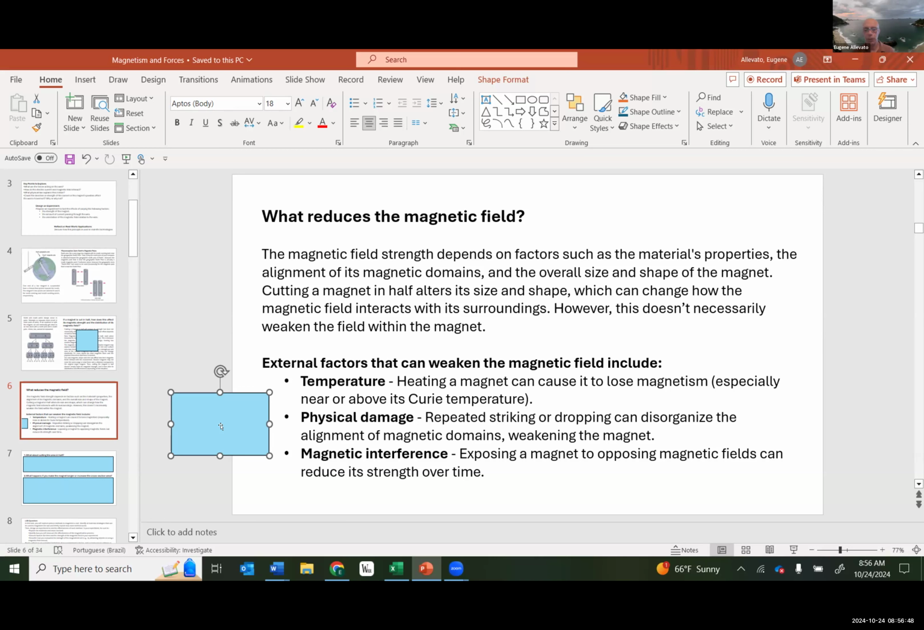So physical damage, repeatedly striking or dropping, can disorganize the alignment, because magnetic properties are based on the alignment of the atoms inside the material. They all align in one direction, so that creates this magnetic effect. And when you increase temperature, this alignment is disturbed.